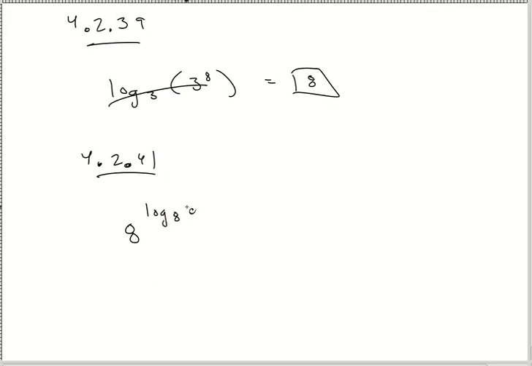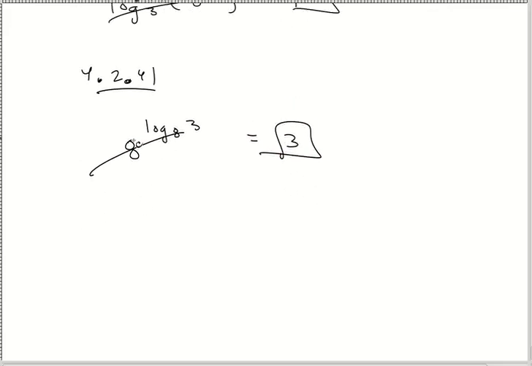8 to the log base 8 of 3. The 8's cancel, leaves you with a 3. Boom! Super easy. We like these problems. Again, how do they cancel? I mean, you can do the same setup as normal, and you'll just see the same kind of idea.